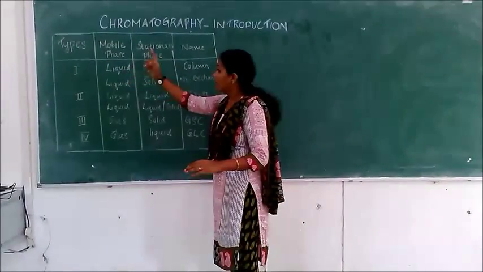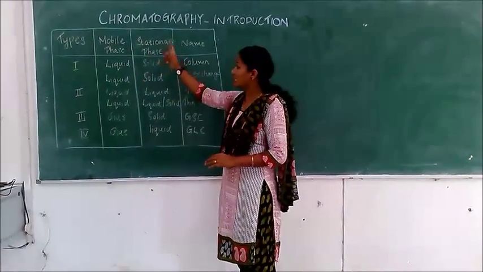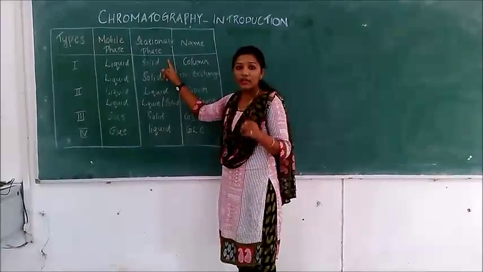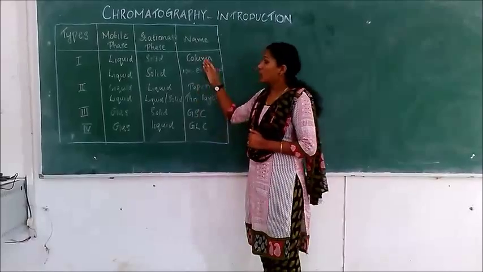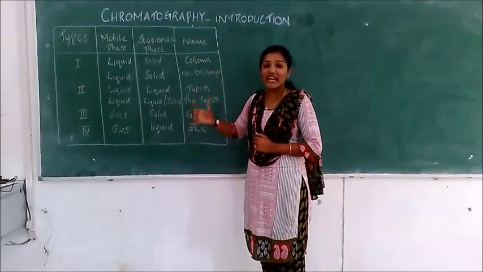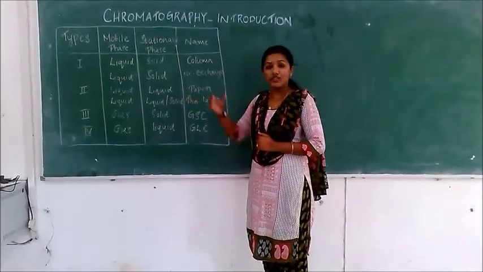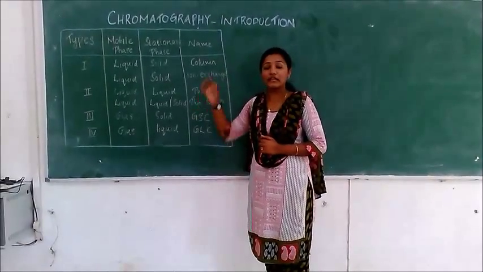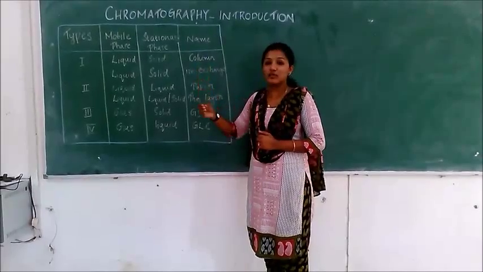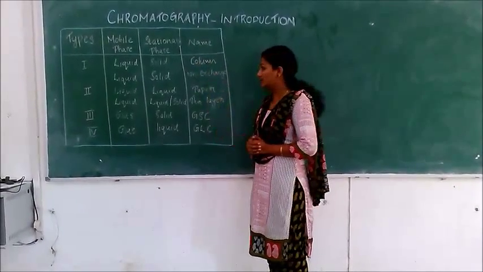Type 1: the mobile phase is liquid, the stationary phase is solid. The chromatography technique is known as column chromatography. In column chromatography, the adsorbent is held within a tubular column, which may be glass, and the adsorbent is finely packed, tightly packed and finely distributed in that glass column.